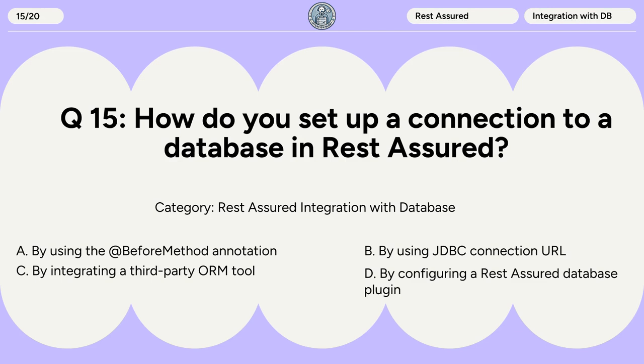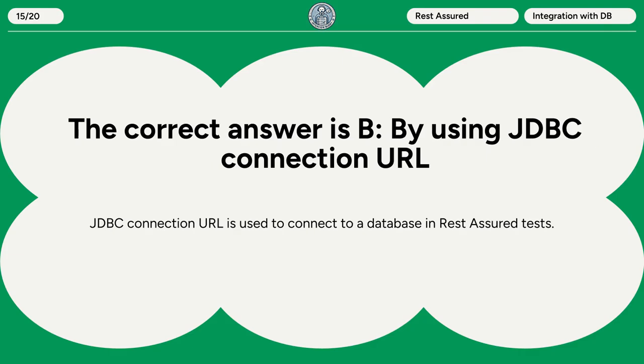Question 15. How do you set up a connection to a database in REST Assured? A. By using the before method annotation. B. By using JDBC connection URL. C. By integrating a third-party ORM tool. D. By configuring a REST Assured database plugin. The correct answer is B. By using JDBC connection URL. JDBC connection URL is used to connect to a database in REST Assured tests.